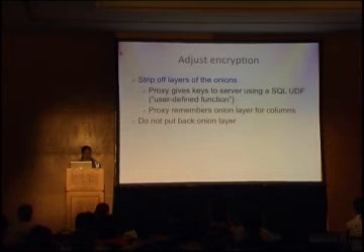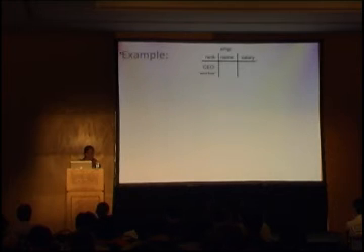Now, the proxy remembers what is the exposed onion level for each column. And after we stripped off a layer of the onion, we don't put it back. Therefore, future queries that perform similar operations to previous queries no longer need to strip off onion layers. So let's see how this works on an example.